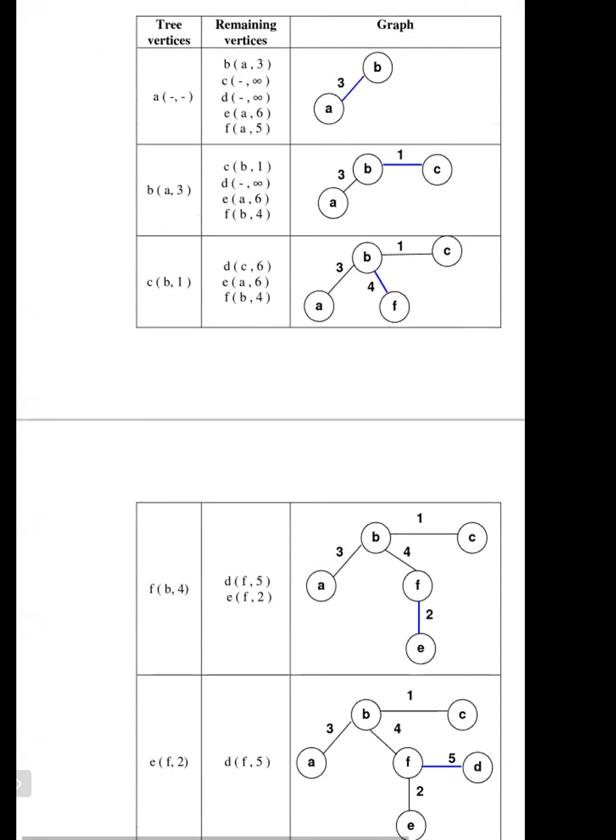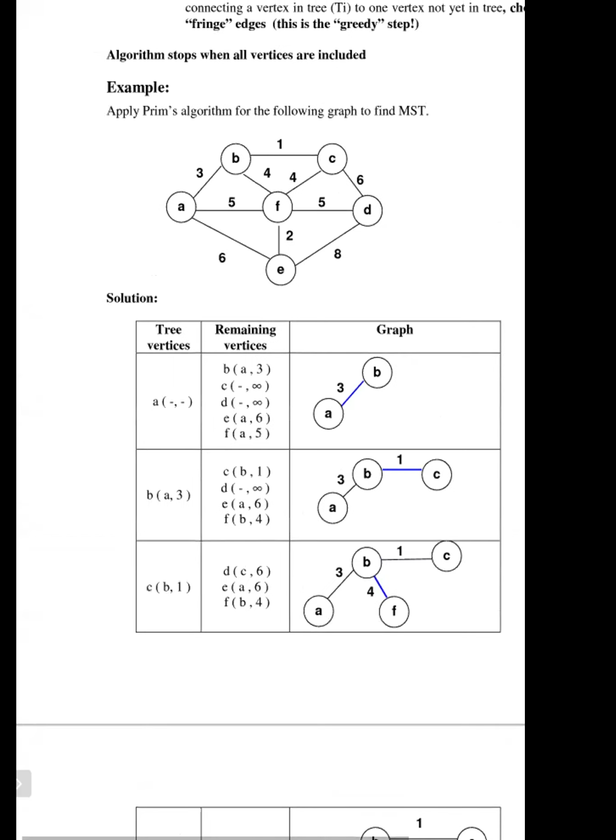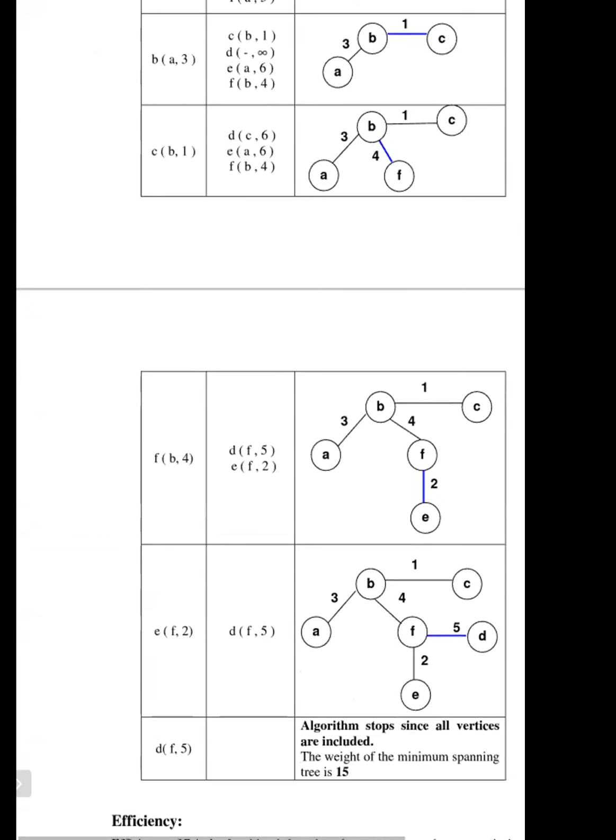And EF, because E is also adjacent to F, and the weight is 2. So EF is equal to 2. So we have basically updated whenever we get the adjacent of the selected vertices, that is F is our selected vertex. If any vertex is adjacent to that, we take the weight of it. Because E is adjacent to F, the weight of EF is 2.